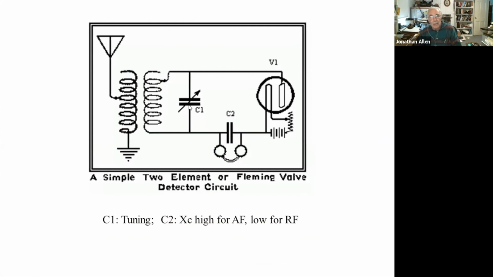For those of you who are familiar with the crystal set, this circuit is almost identical to that of the crystal set, except that here you have the signal coming in the antenna. It couples into a tuned circuit with a variable capacitor and an inductor. And instead of going through a galena crystal, it goes through this vacuum diode, the Fleming valve, and then into headphones. This capacitor has a low reactance at radio frequency, but a high enough one at audio that you can hear the signal.